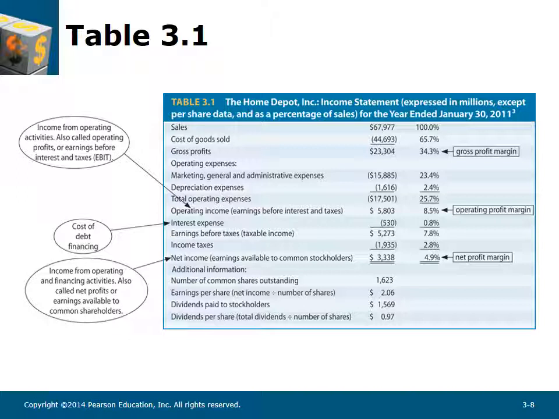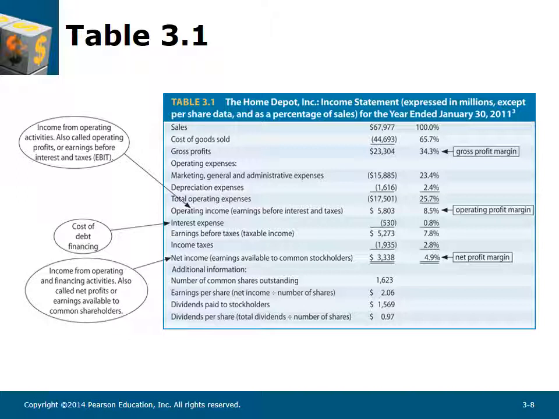So we look at that number as if everything stays the same, what can we expect to make next year? Now we could compute our operating profit margin, our percentage of profits after deducting expenses, by taking operating income of 5803 and dividing it by our sales figure. We then subtract interest expense to get earnings before taxes, apply our tax rate to get income taxes, and that will lead us to net income.